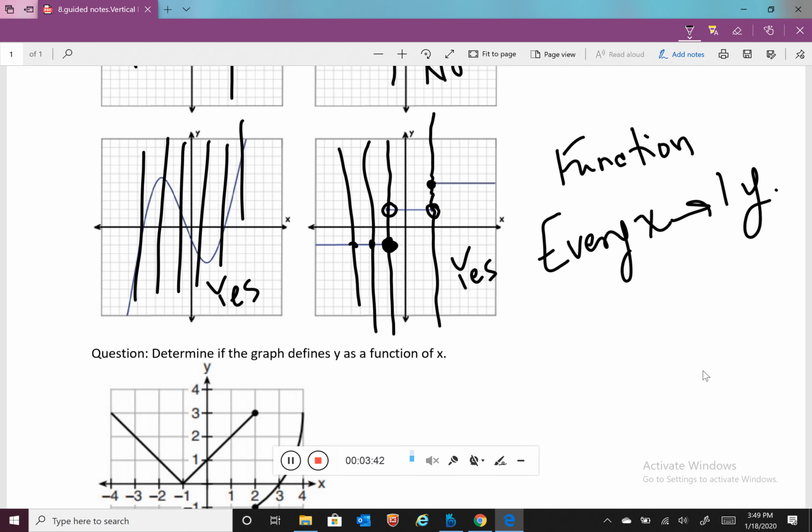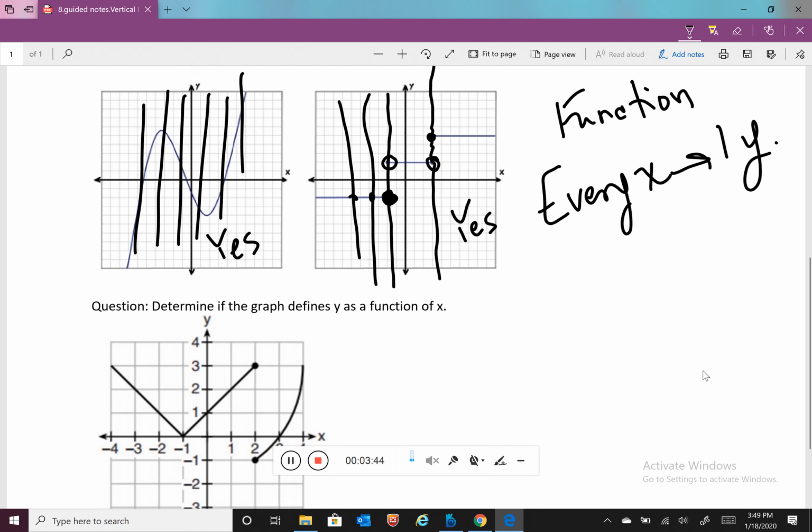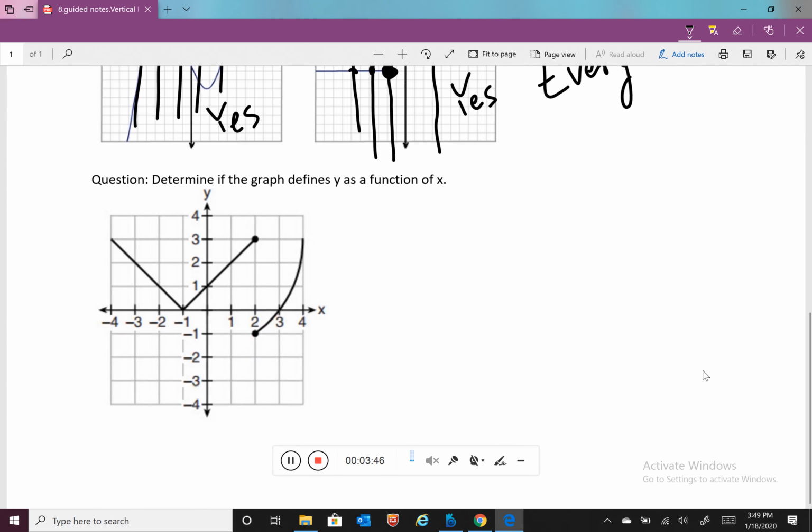And so for your homework, you're going to be looking at this graph right here and answering yes or no. Does this graph define y as a function of x? Yes or no? Make sure you're using the vertical line test.